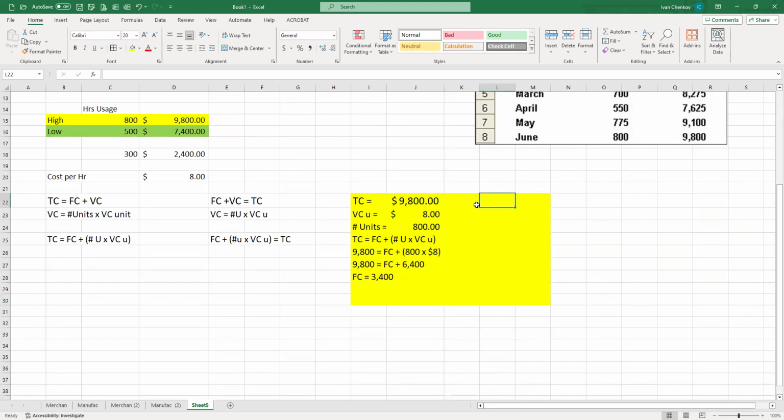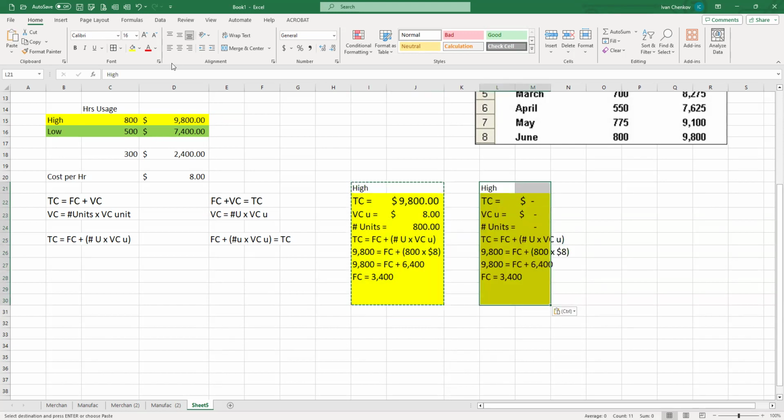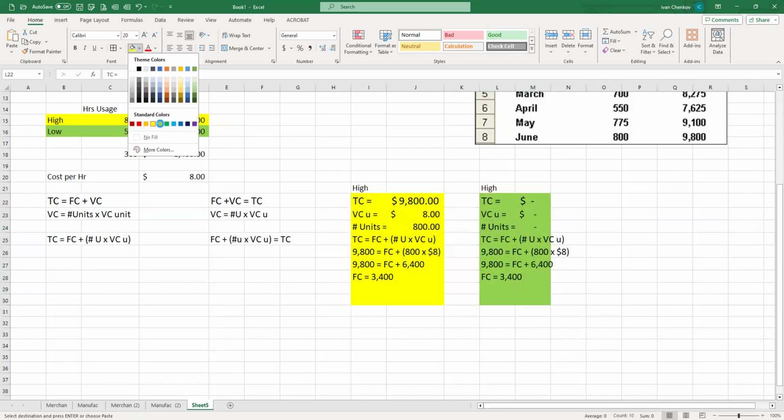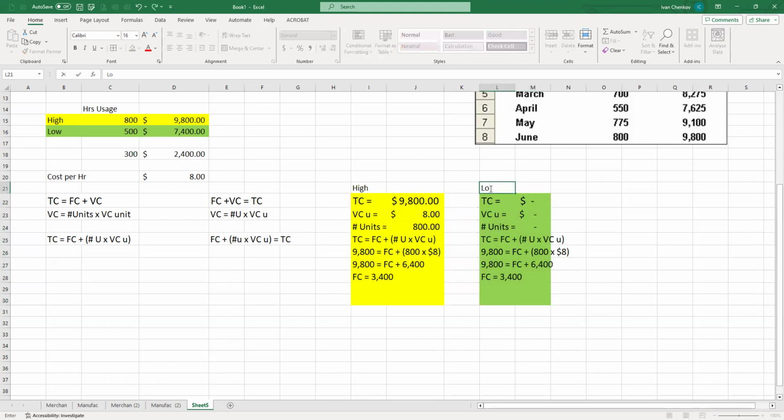Now, let's move on. That's if we use the high point. Let's use the low point and see what we're going to get. Let me format this first. I don't need this. That's the high point. Let's use the same thing, but for the low point, and see how much we're going to get for the fixed cost using the low point. I'm going to flip this in green, so you can see that this one is related to the low point.